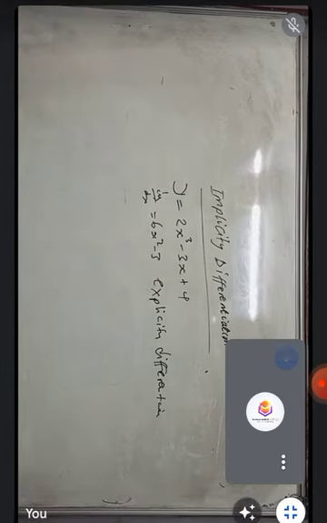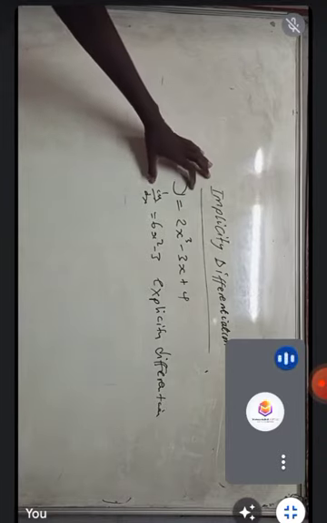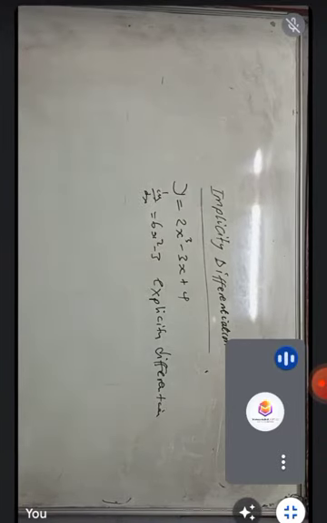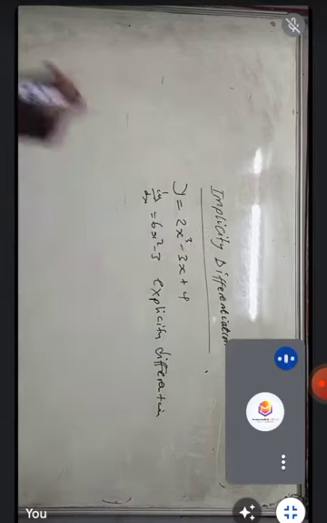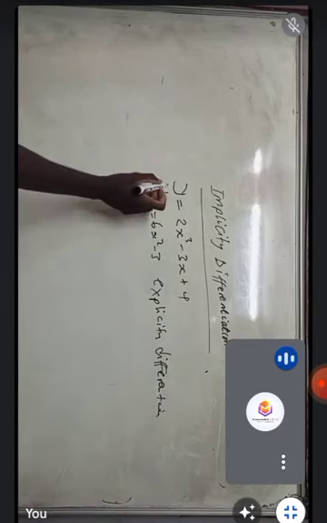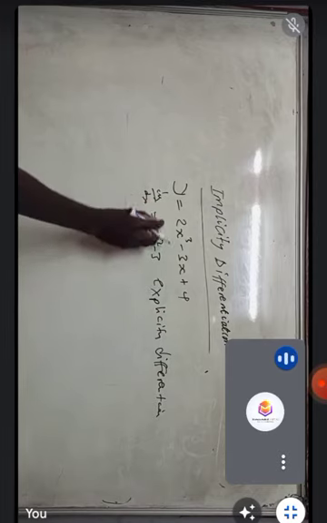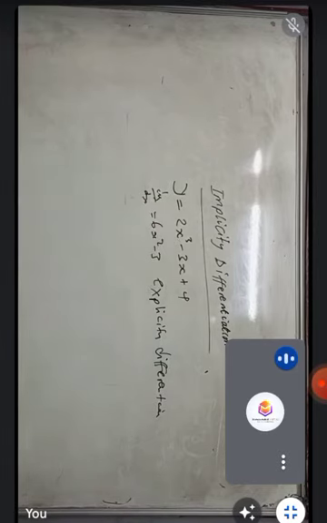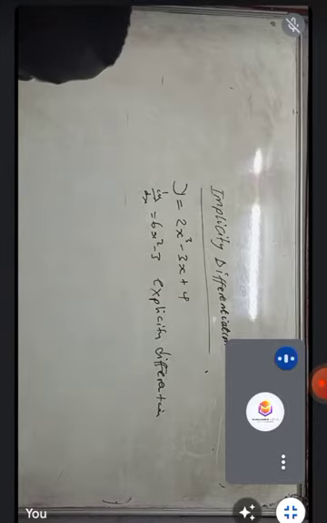But we are not going to look at this type here. We are going to look at implicit differentiation, whereby you have an equation, but it is impossible for you to make y the subject of the formula. That's what we're going to look at.